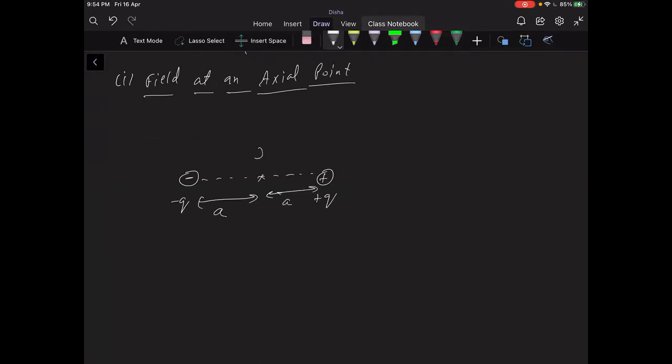I'm calling this the center of my dipole, O. And from the center, at some distance, very, very far away, is R distance. I have a point A, axial point. There, I might have two fields, one due to the negative charge. Can you tell me the direction of the field due to the negative charge at point A?